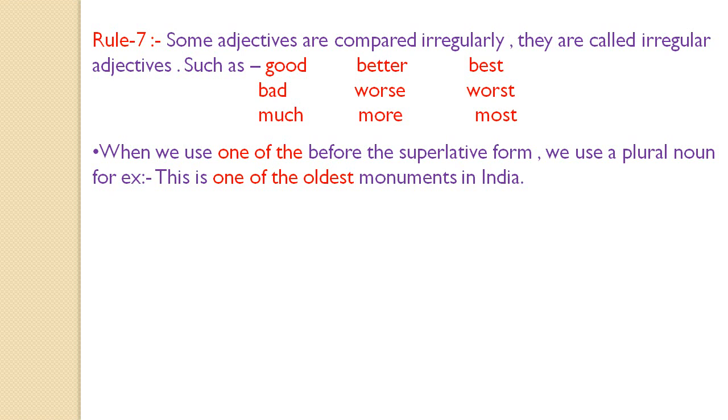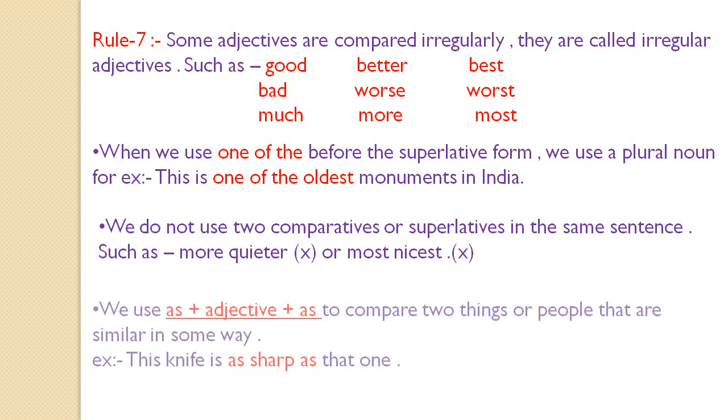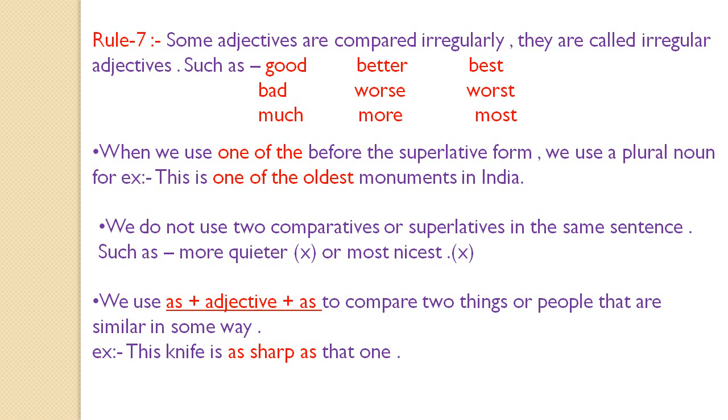Monuments in India. We do not use two comparatives or superlatives in the same sentence, such as more quieter or most nicest. They both are wrong because I have used two comparatives and two superlatives in the same sentence, so they became wrong. We use as plus adjective plus as to compare two things or people that are similar in some way. For example, this knife is as sharp as that one.